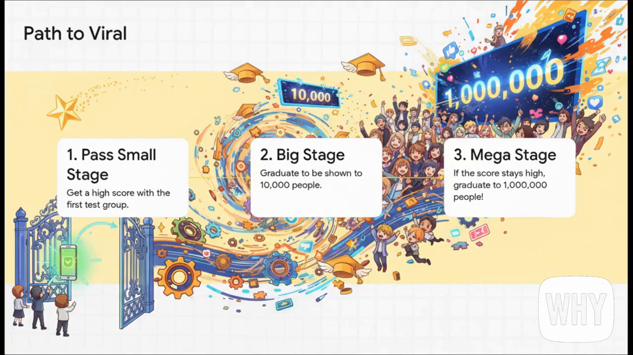So, if a video gets a really high score on that first small stage, it graduates. The algorithm moves it up to the big stage, showing it to maybe 10,000 people. And if it still gets a high score there, it graduates again, this time to 1 million people, or even more. And that's exactly how a video can go from 0 views to totally viral seemingly overnight. It just keeps passing the tests.